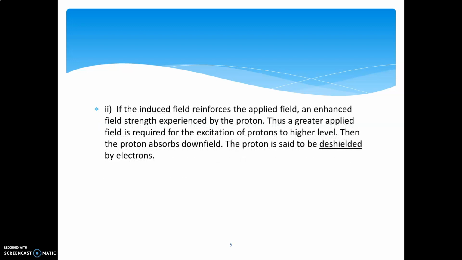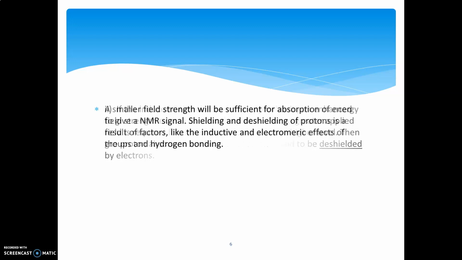Second one is if the induced field reinforces the applied field, an enhanced field strength is experienced by the proton, thus a smaller applied field is required for the excitation of protons to higher level. Then the proton absorbs downfield. The proton is said to be deshielded by electrons. A smaller field strength will be sufficient for absorption of energy to give NMR signal. Shielding and deshielding of protons is a result of factors like the inductive and electromagnetic effects of groups and hydrogen bonding.